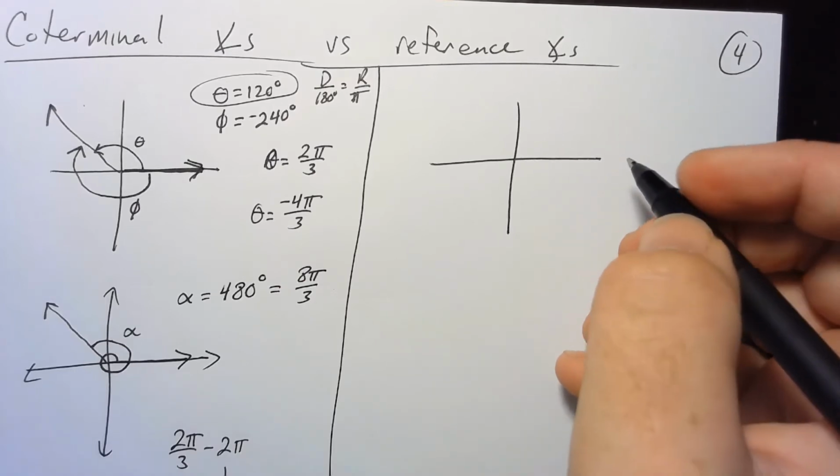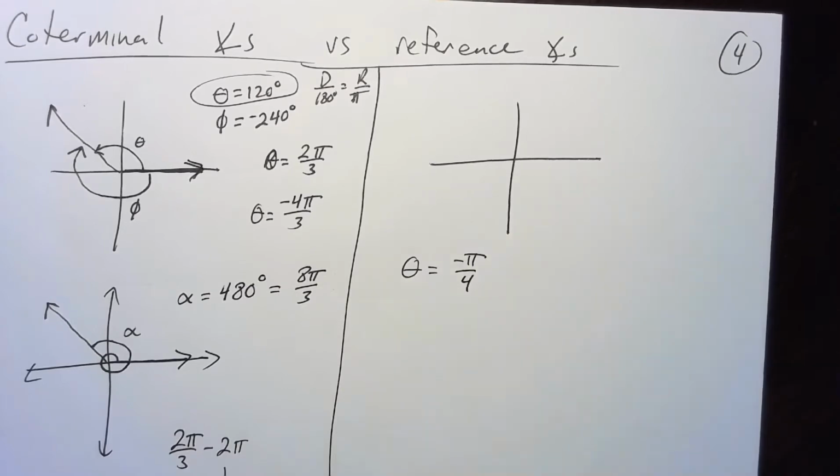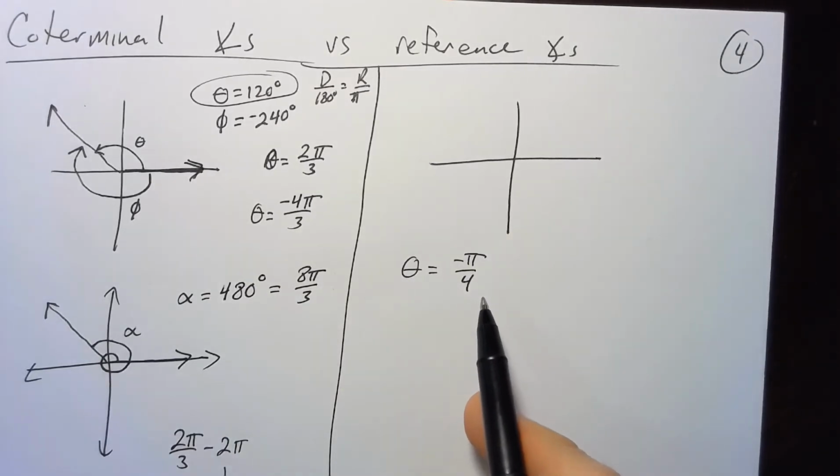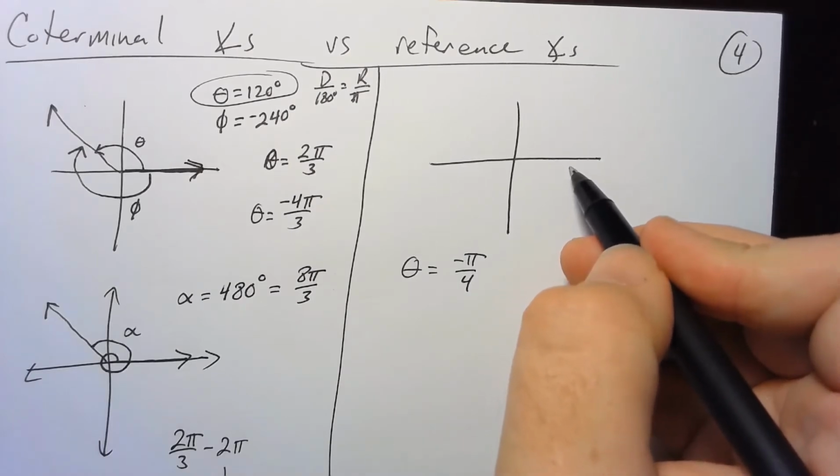Let me start with some basic drawing of angles. Let's say theta is equal to negative pi over 4. Now I'm doing this negative pi over 4 because I want us to start talking about radian measures and how they sit. Well, pi over 4 is the same thing as 45 degrees.